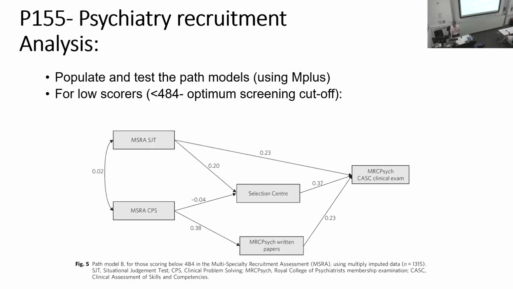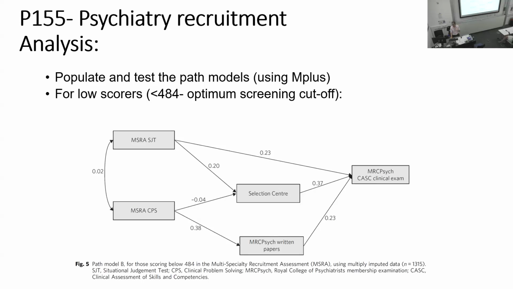And then we looked at the low scorers, because again, they often at one point in psychiatry, if you got high scores in MSRA, they didn't bother sending you to the selection center. And this is something that's practiced in Australia as well with the general practitioner recruitment. And so we wanted to look at what the independent effect of selection centers was for those who scored low. And that was based on, I won't go into it, a sort of screening test model where you have a receiver operating characteristic curve and you find the sweet spot for where the best threshold is. And so I found it was 484 points.